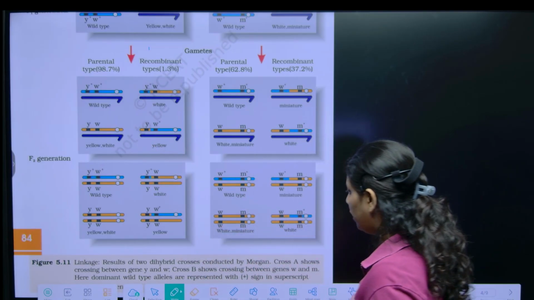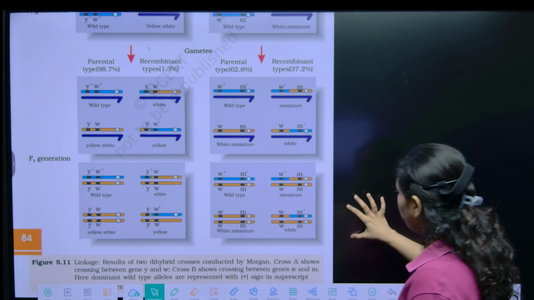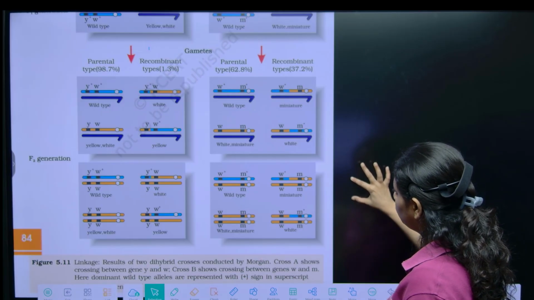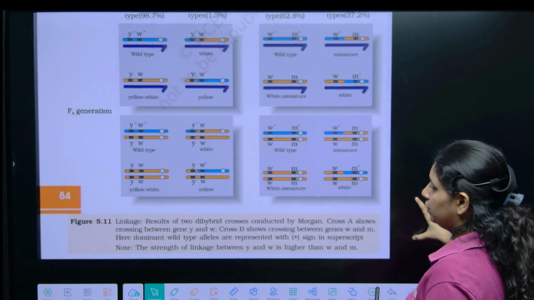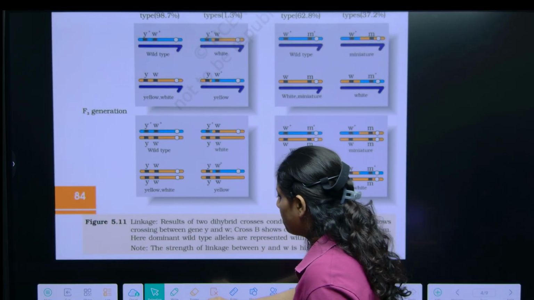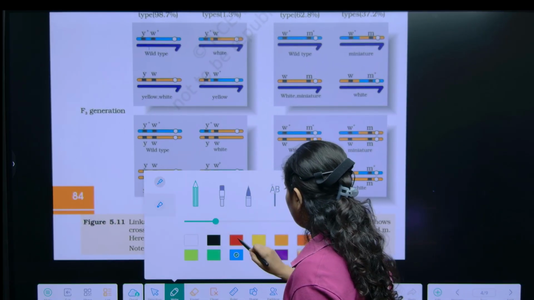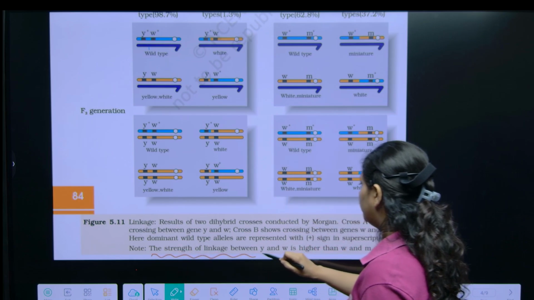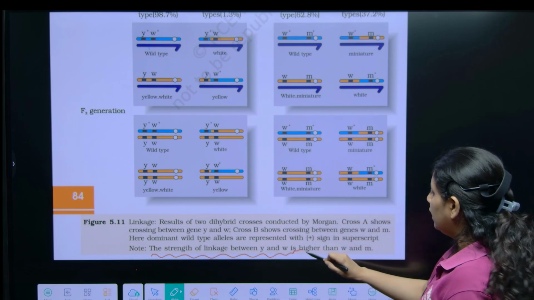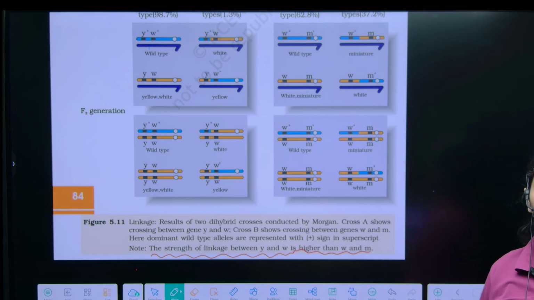And this is also mentioned here. This is a very important line. Mark it in your textbook. Here, can you see this? Mark it: the strength of linkage between Y and W is higher than W and M.